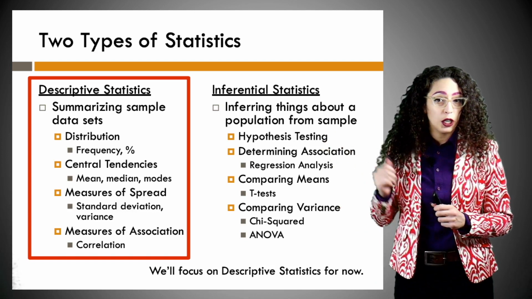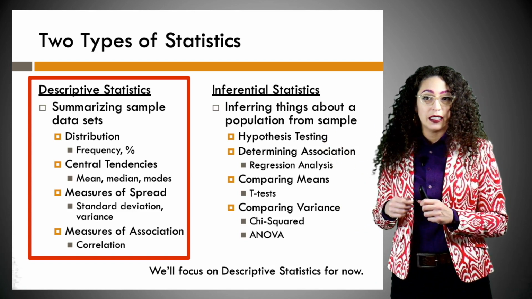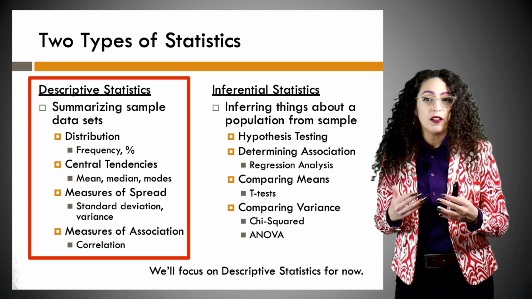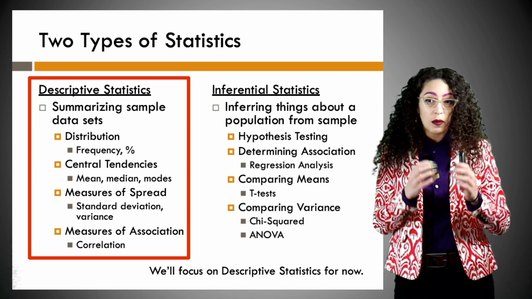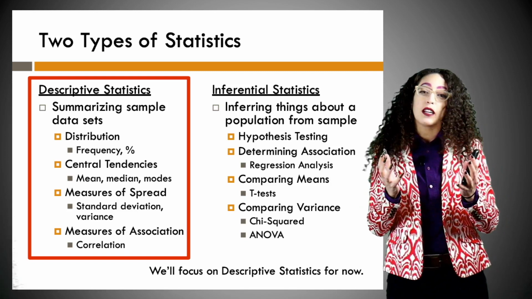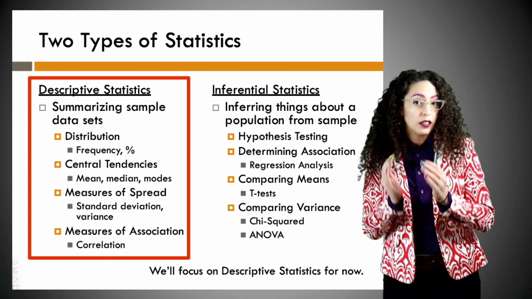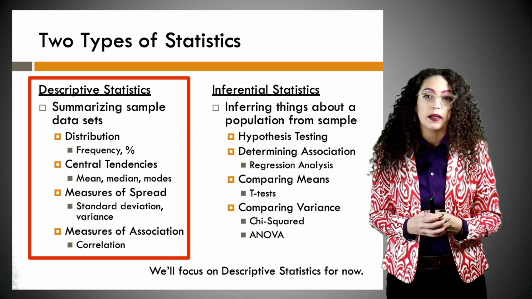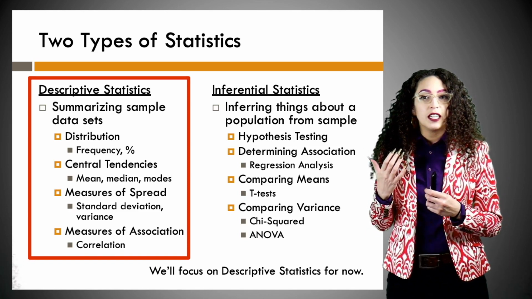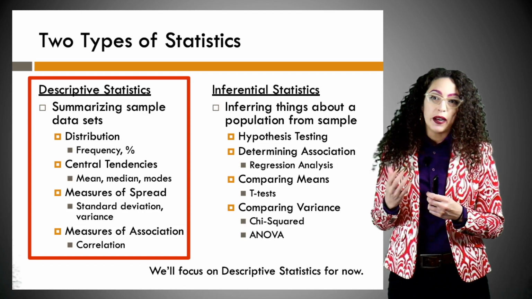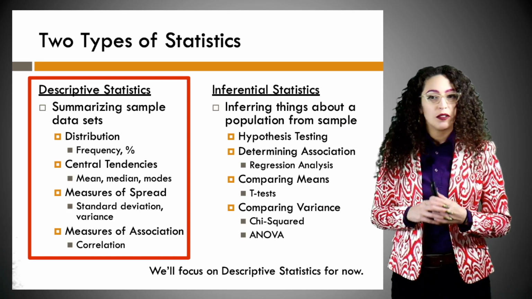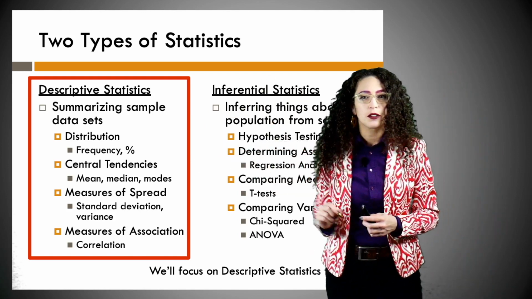And in case you're really chomping at the bit and wondering more about inferential statistics, these are some of the things that we'll be doing in the second half of the semester. We're trying to make inferences about the population from our one sample. Remember, we can't sample everybody, but we can hopefully get a large enough sample and then use what we learned from that sample to make inferences about the population. This is the essence of hypothesis testing, determining associations like with regression analysis, comparing means, and comparing variances, all of which we will do in the future. But for right now, we're going to stick with descriptive statistics.